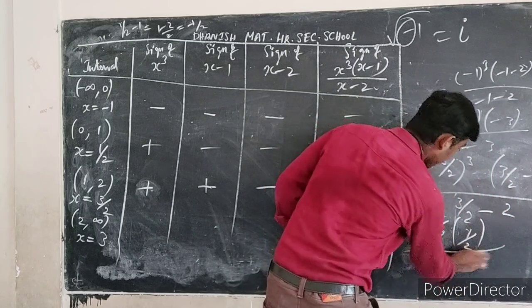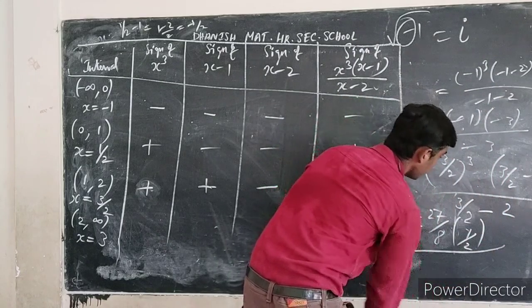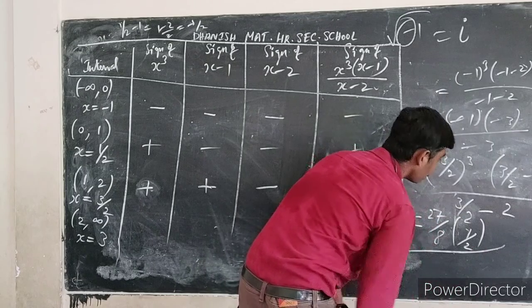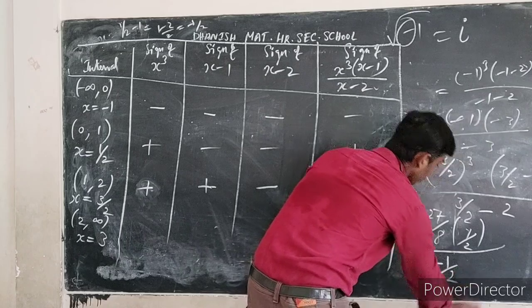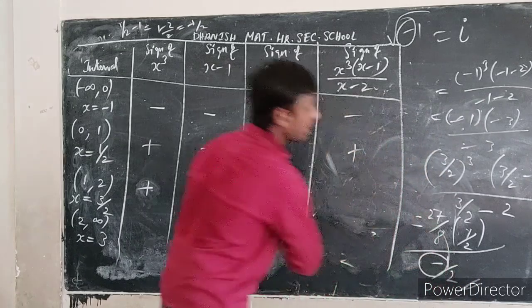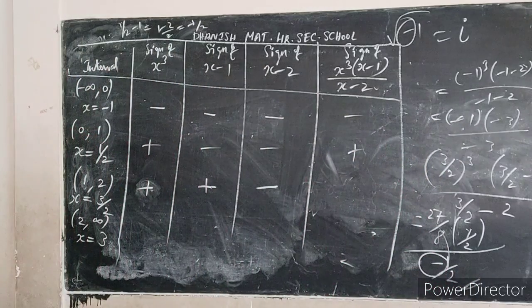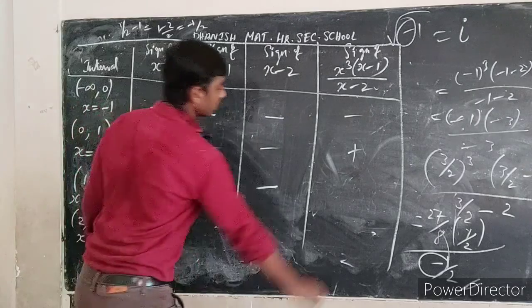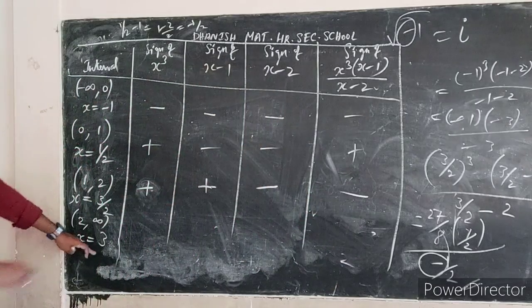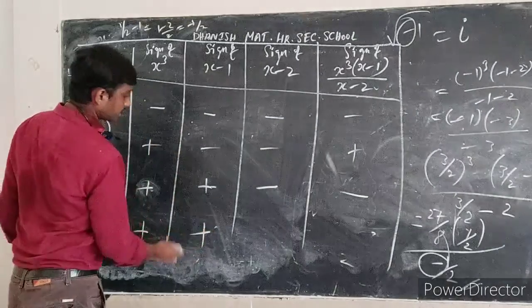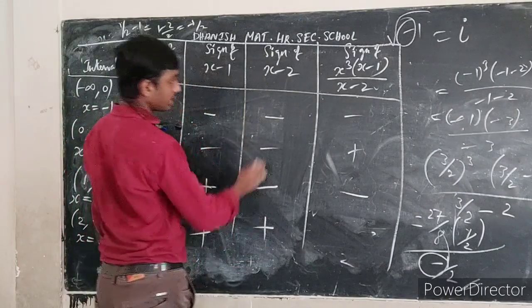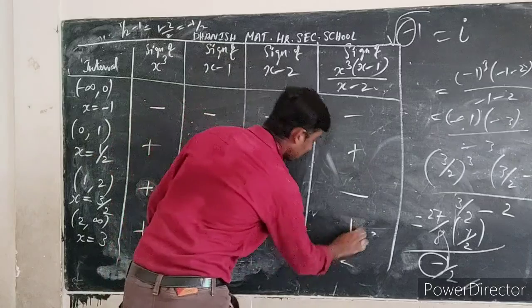1 by 2 we are getting here. Here we have minus, that means 3 by 2 minus 2. So 3 minus 4, that will be minus 1 by 2. So what is the sign we are getting there? That will be minus. So here 3 means plus sign. Here also plus sign. Here it's also plus sign. Here itself also plus sign.